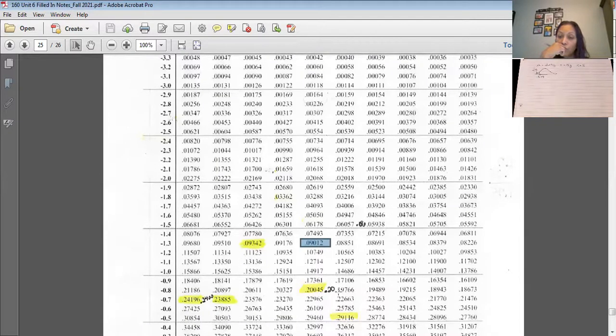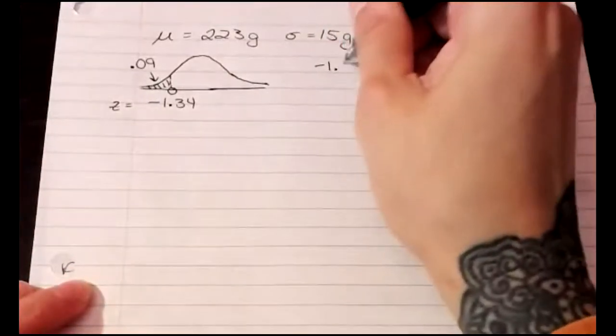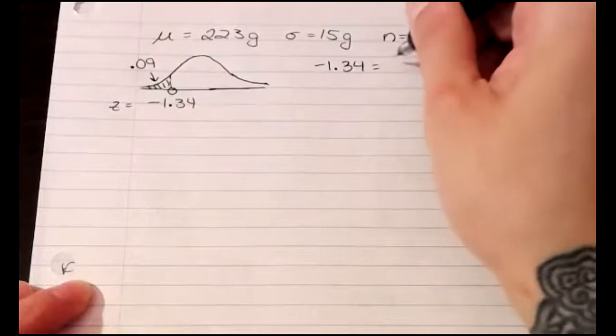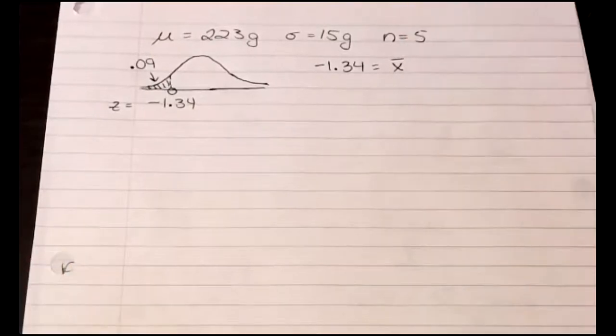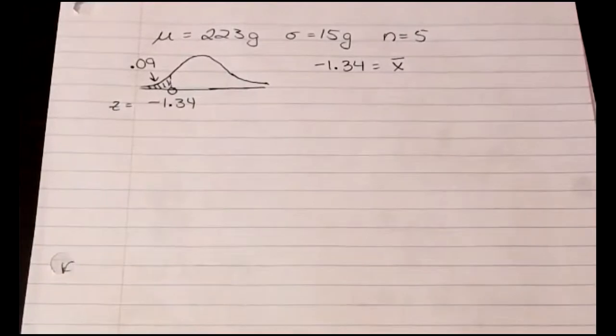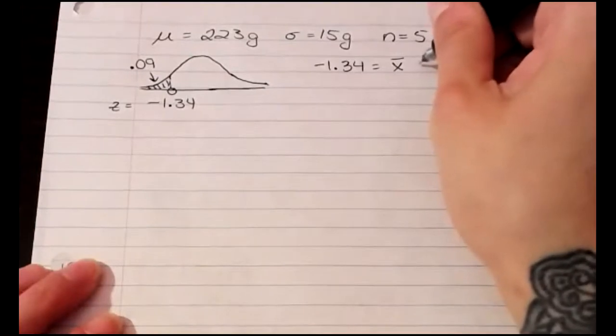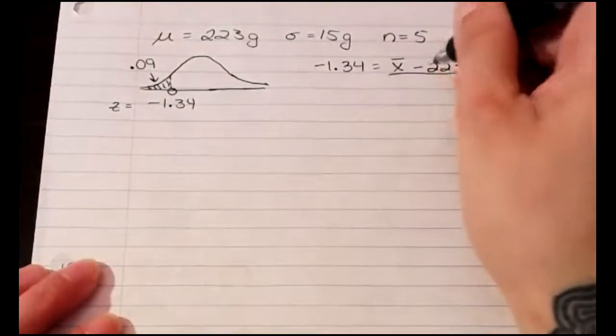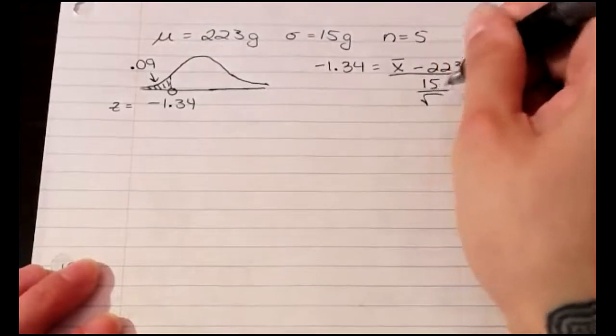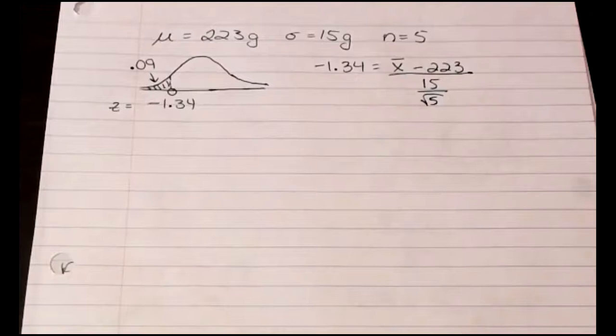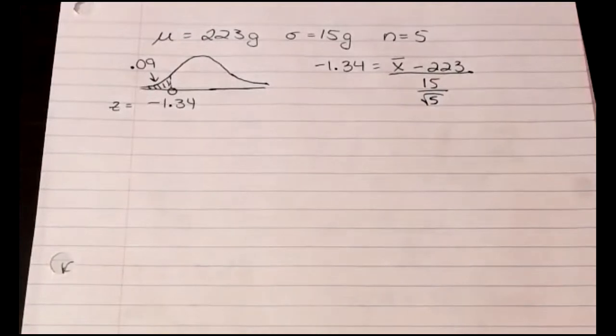So now, Emma, because we have that z-score, which is negative 1.34, we're able to use all of that information in our formula. So z is equal to x bar, which we don't know, minus the population mean, which is 223, divided by the population standard deviation, 15, over the square root of N, and N is 5. Then you'll want to go ahead and solve for this value. Okay, thank you. You're very welcome.